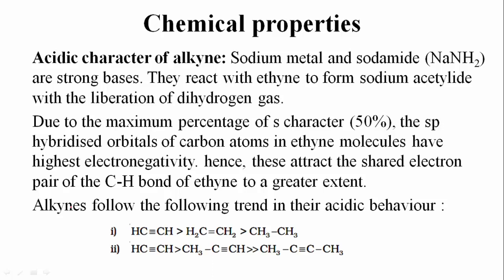Alkynes usually show acidic character, which can be seen when ethyne reacts with sodium metal and sodamide. Since sodium metal and sodamide are both strong bases, they react with these compounds to form sodium acetylide with the liberation of dihydrogen gas. And why do alkynes show acidic character?